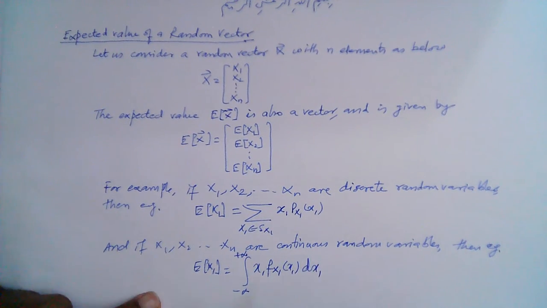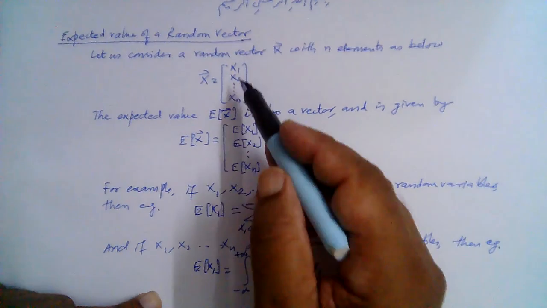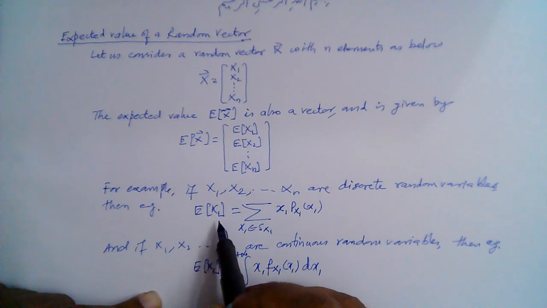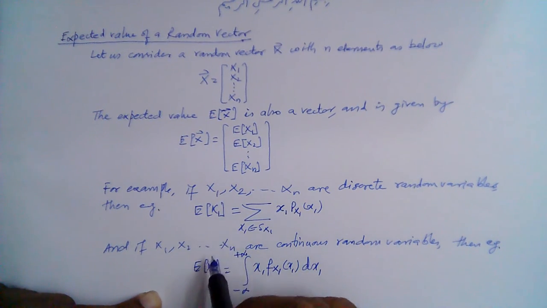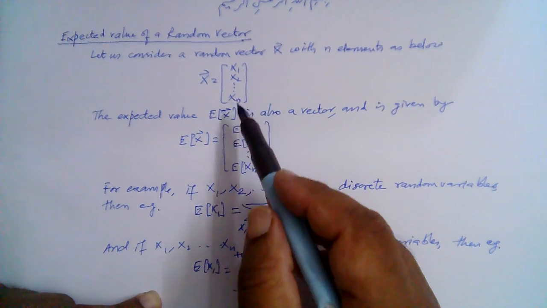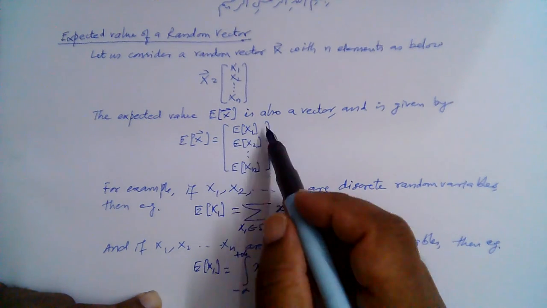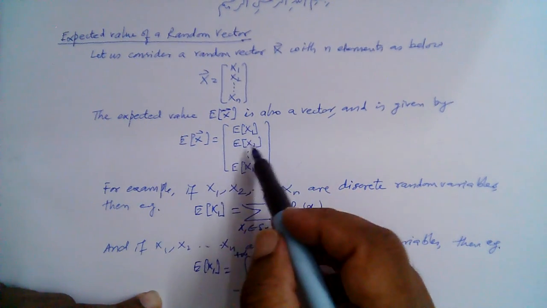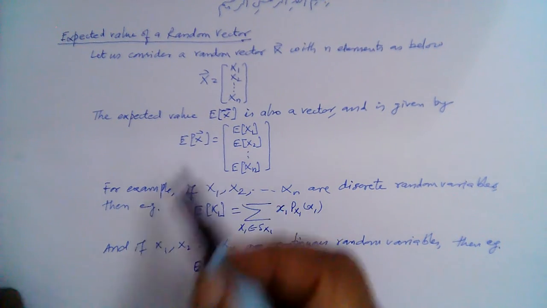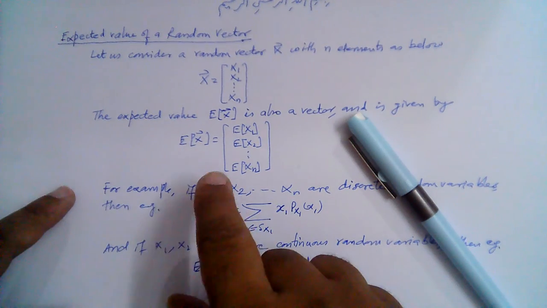So we need to calculate the expected value of each individual random variable this way, right? This I have demonstrated for x1 here. Similarly, we need to calculate the expected value for x2 and x3 until xn, and then this vector will give us the expected value of the random vector x bar. So this concludes our discussion of the expected value of a random vector.